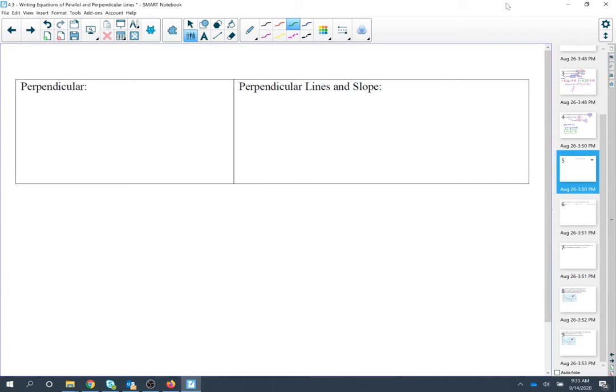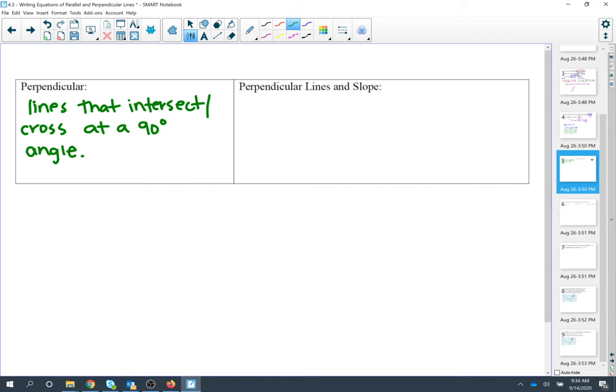Perpendicular lines, if we remember, are lines that intersect or cross each other at a 90-degree angle. So if we take a look at these lines, and I have a line traveling something like this, then I would have a line traveling something like this. And remember, the way we mark a 90-degree angle is we put a little box here. So this is going to be two lines that intersect at a 90-degree angle.